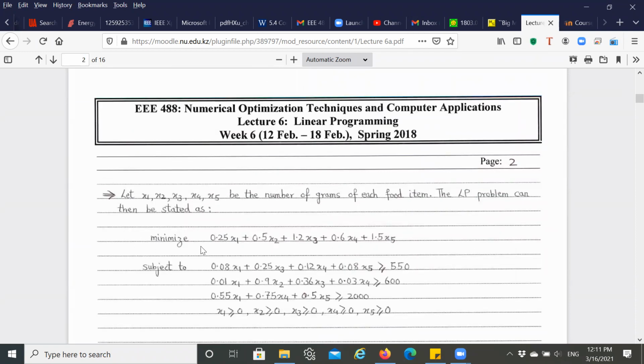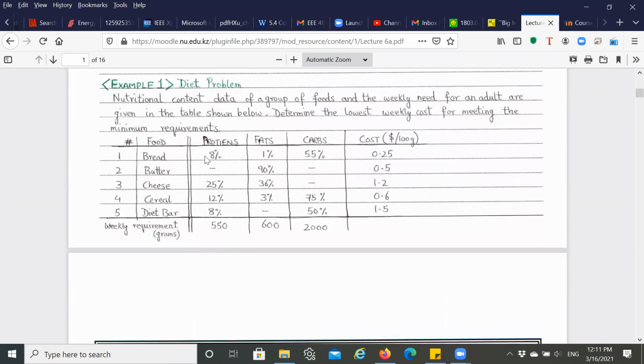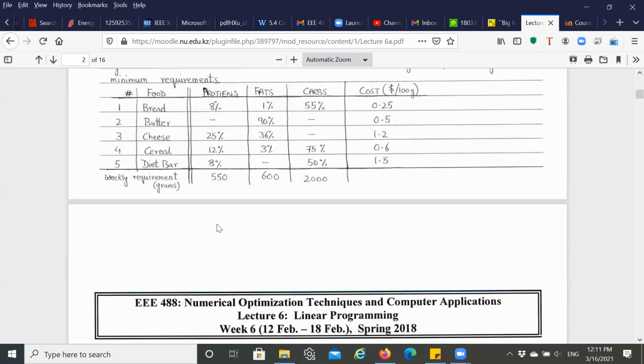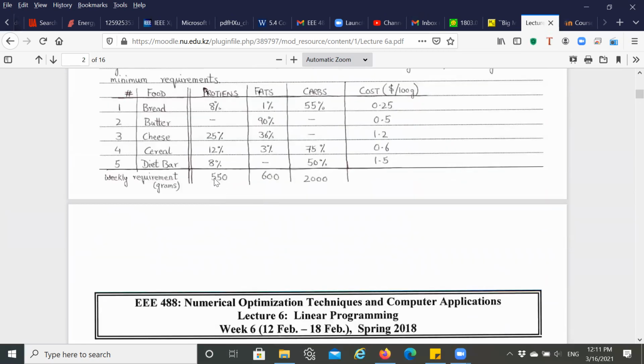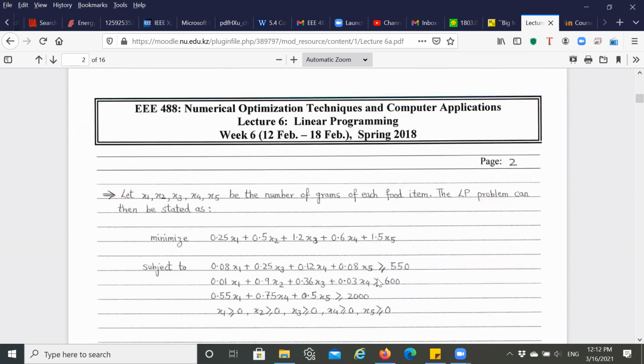Then there were some constraints. 8% of x1 plus 25% of x3, x2 is not needed so it is 0, 12% of x4 and 8% of x5 should be greater than or equal to 550. Why greater than or equal to? Because the minimum is 550, so it can be even more than that. That's good, but it should not be lesser than 550. That's why you have greater than or equal to.